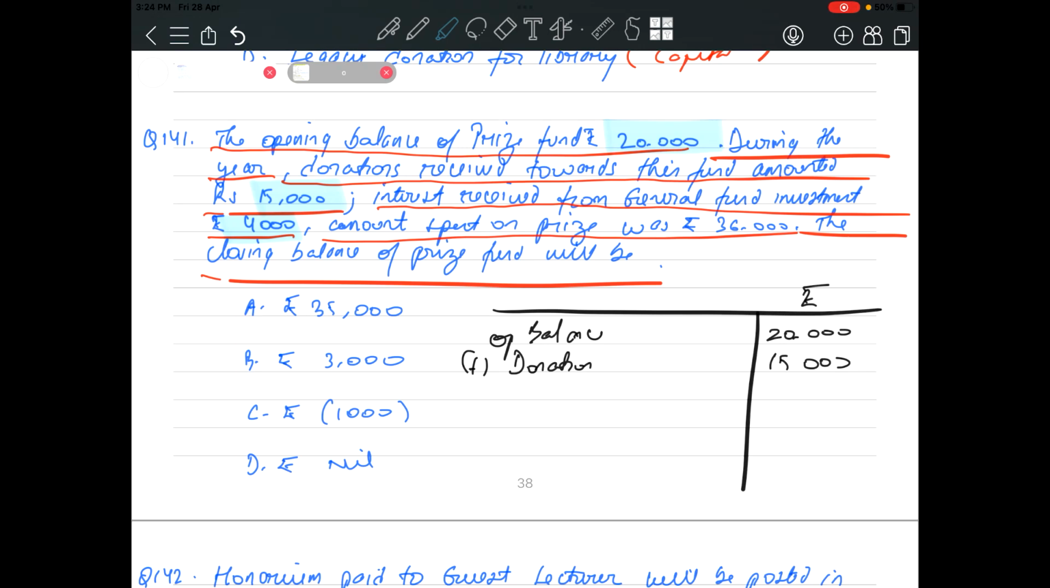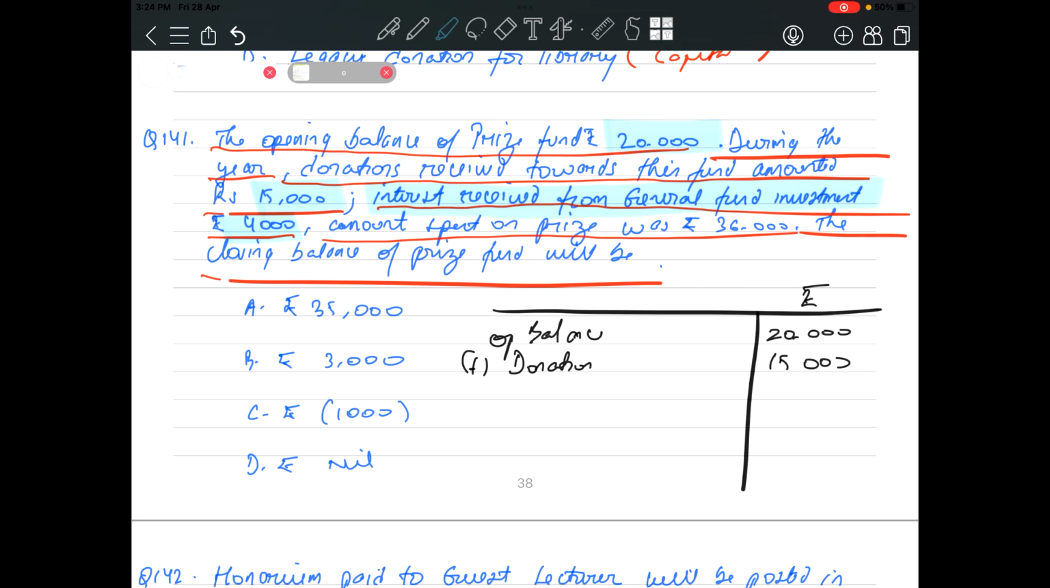Okay, the mistake students will make is they will add this to the prize fund account. You cannot add this to the prize fund account because it's clearly saying interest received from general fund investment is 4,000. It will be a revenue income. It will go to income and expenditure account.